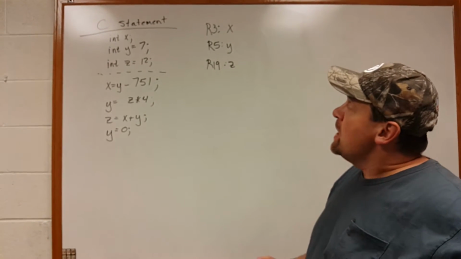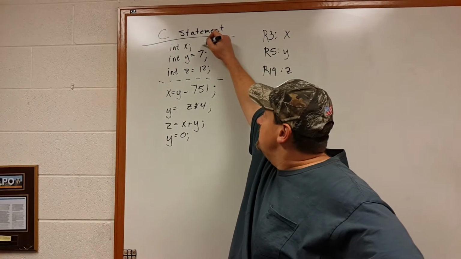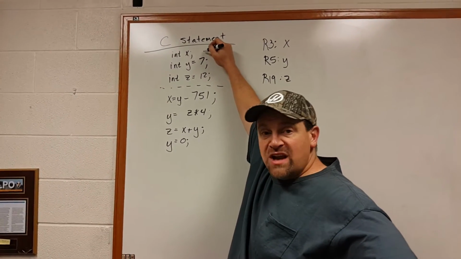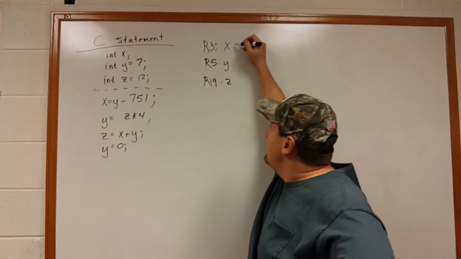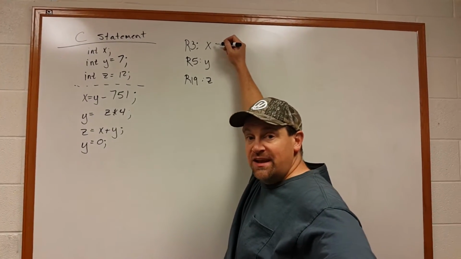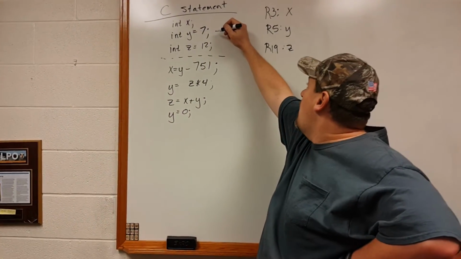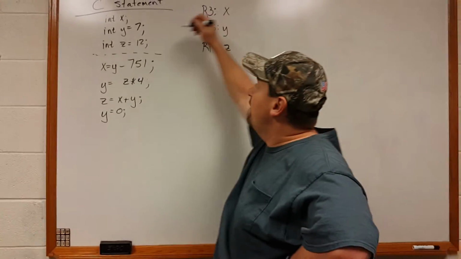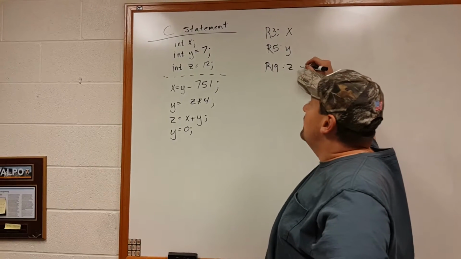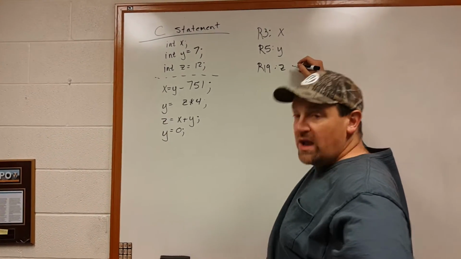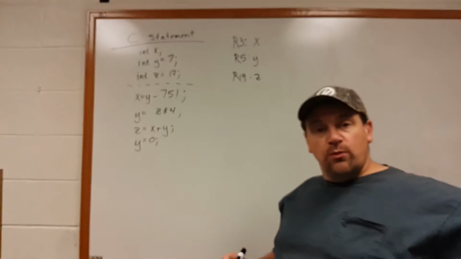All right. So first we say that we have to instantiate a variable X, but we're not assigning it a value. So register 3 does not necessarily have to have any initial value. But variable Y, or register 5, has to first be initialized with 7. And variable Z, register 19, has to be initialized with 12.